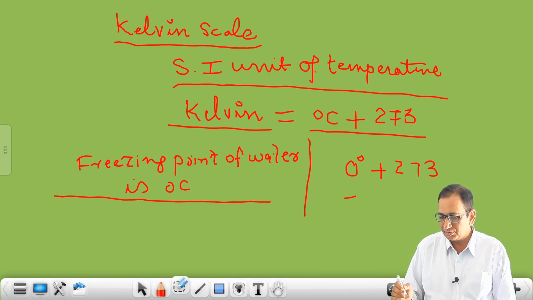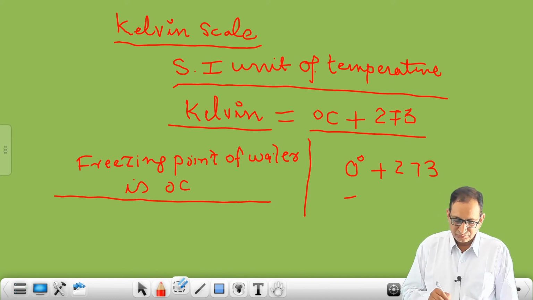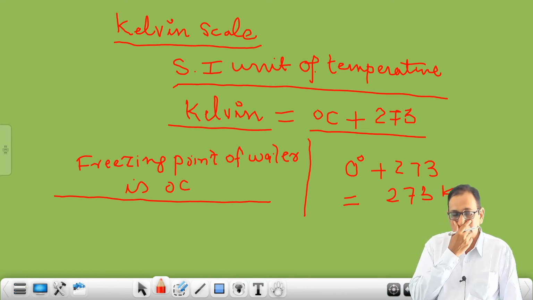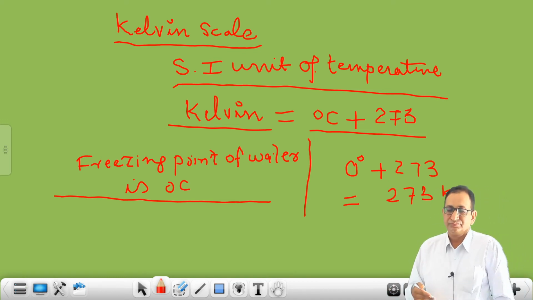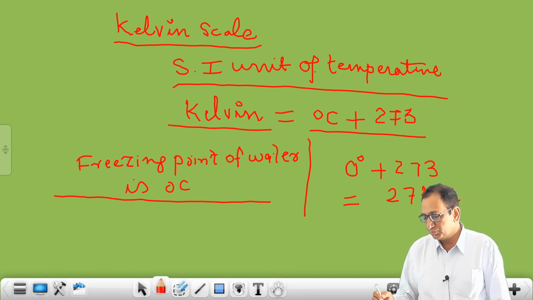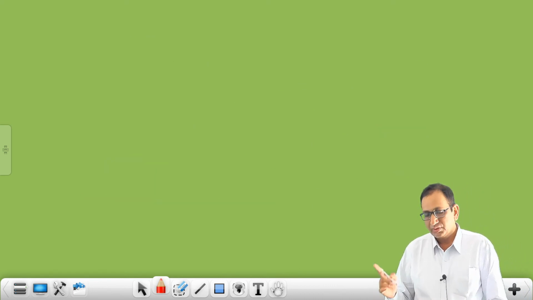273 Kelvin. So here your answer is 273 Kelvin. So this is the temperature in Kelvin. Many examples are there, students. We will be doing so many examples, no problem.